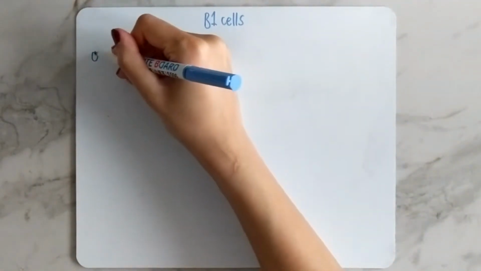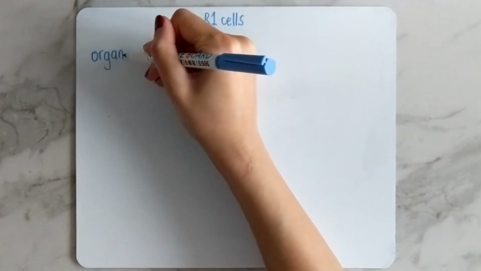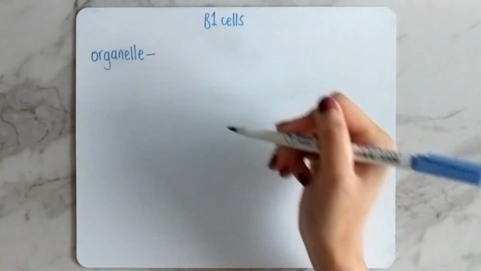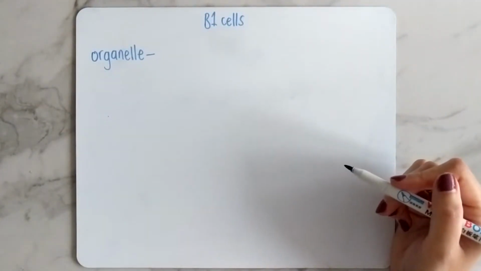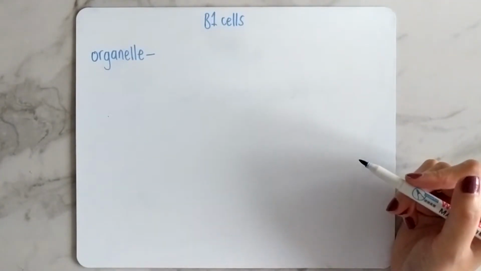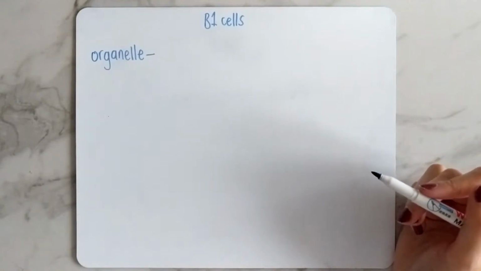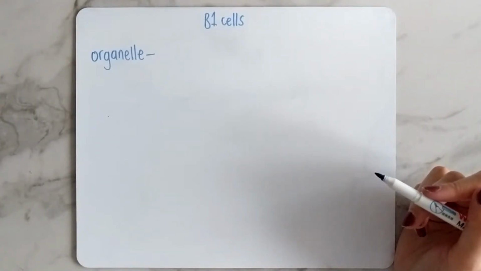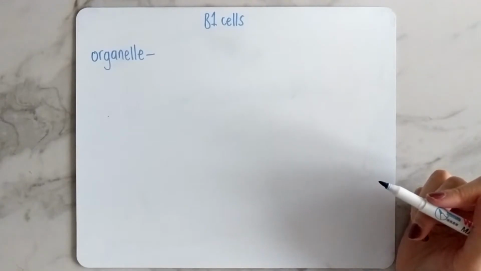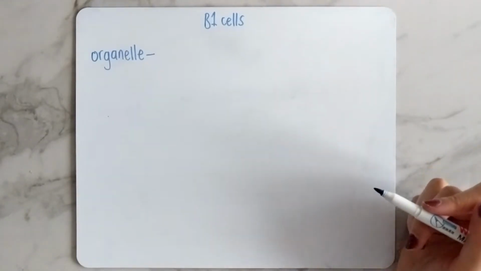So an organelle is just something that is found inside a cell. So it's the smaller parts of the cell, for example, the nucleus or mitochondria. It's just those little parts of the cell which you need to be able to label, you need to be able to recognise them on a diagram and also explain their function, function meaning job. So let's start with an animal cell.